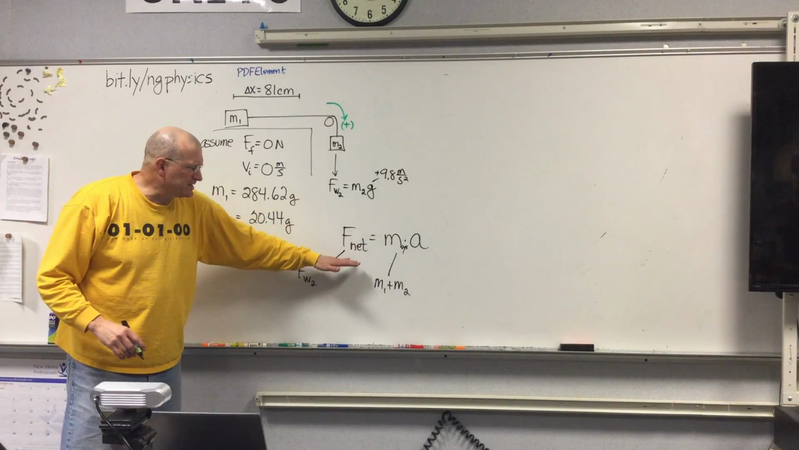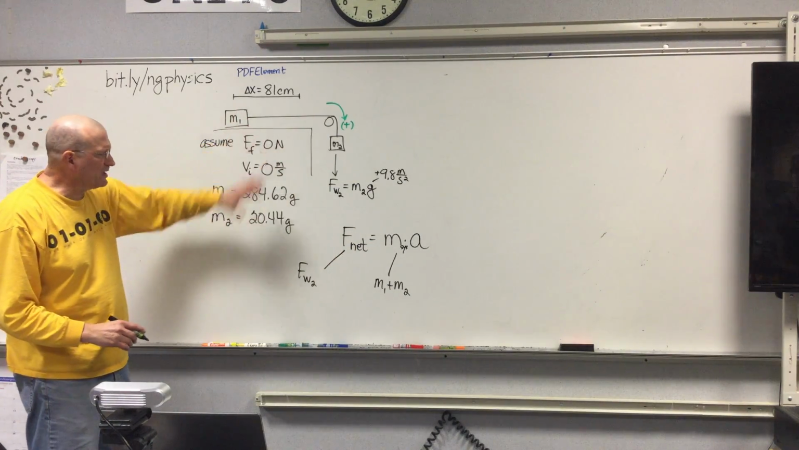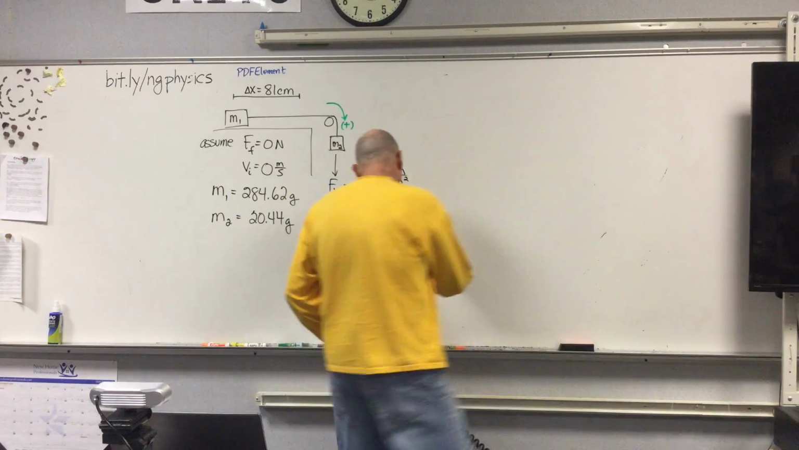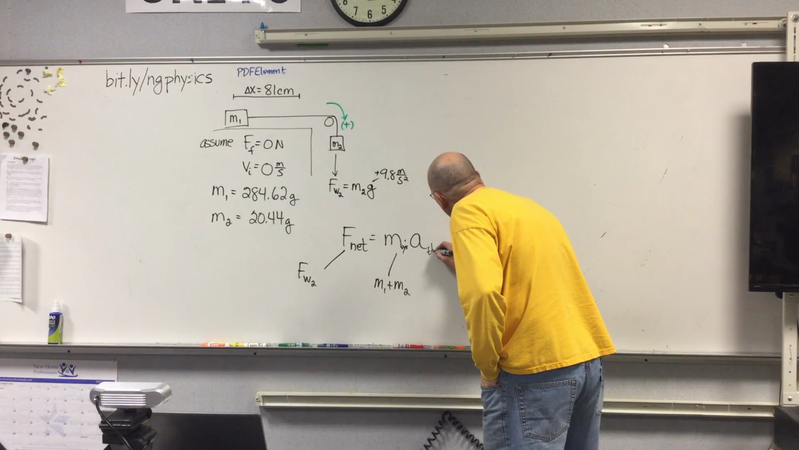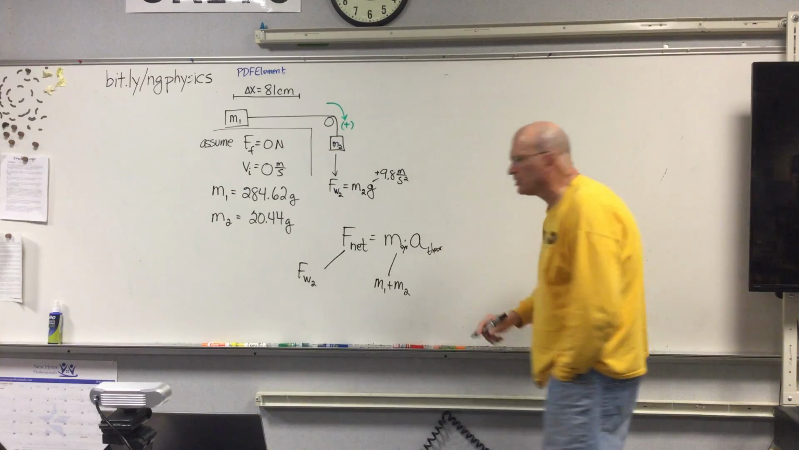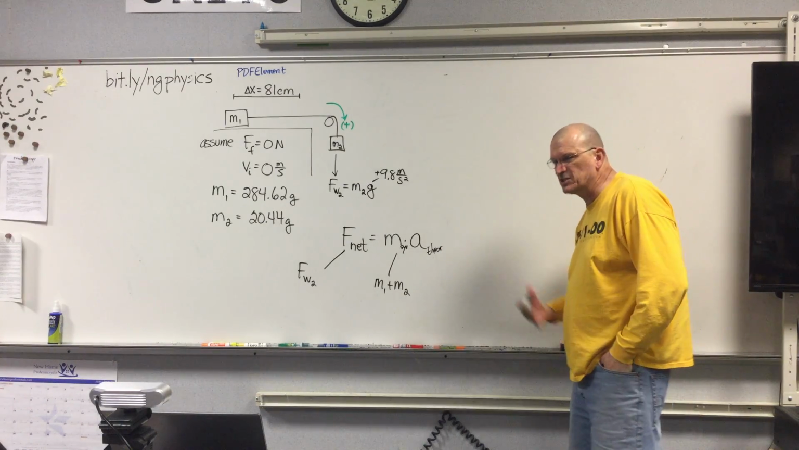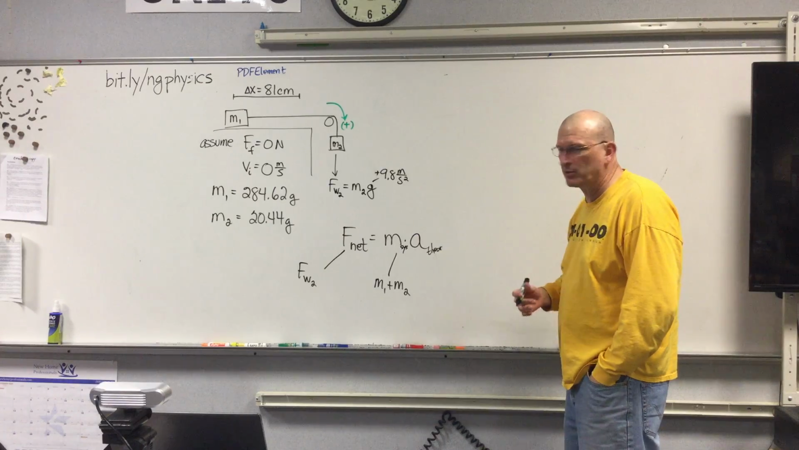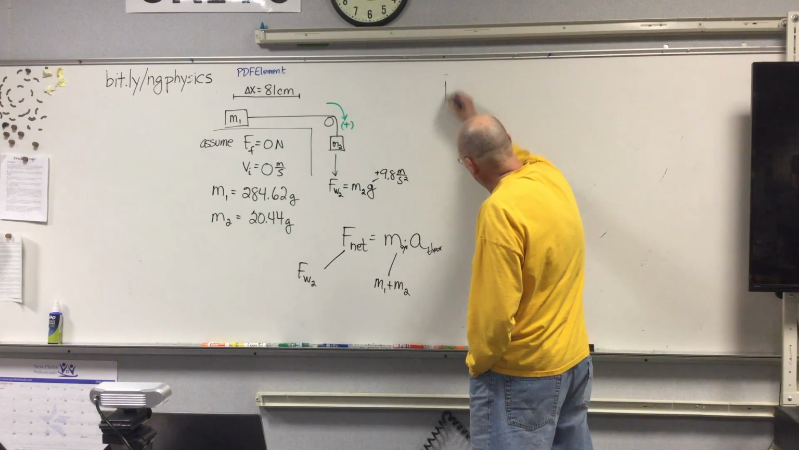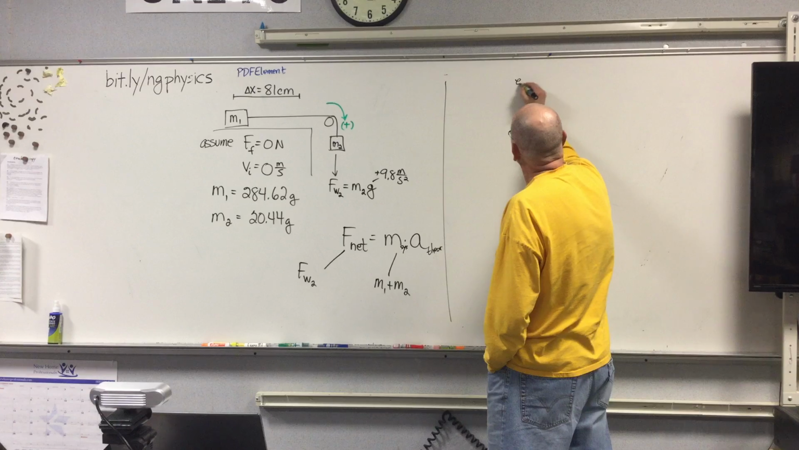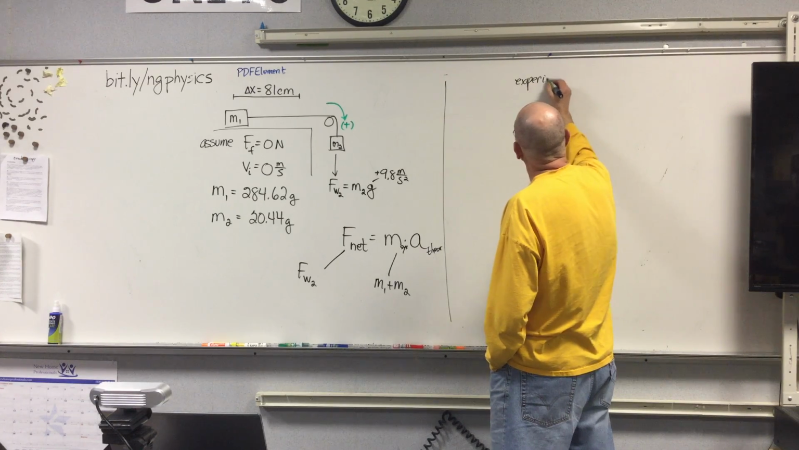So using this equation, you can figure out what the theoretical acceleration should be for the system. This is what we would expect it to be if everything came out perfect. So that's theoretical. Now, experimental.